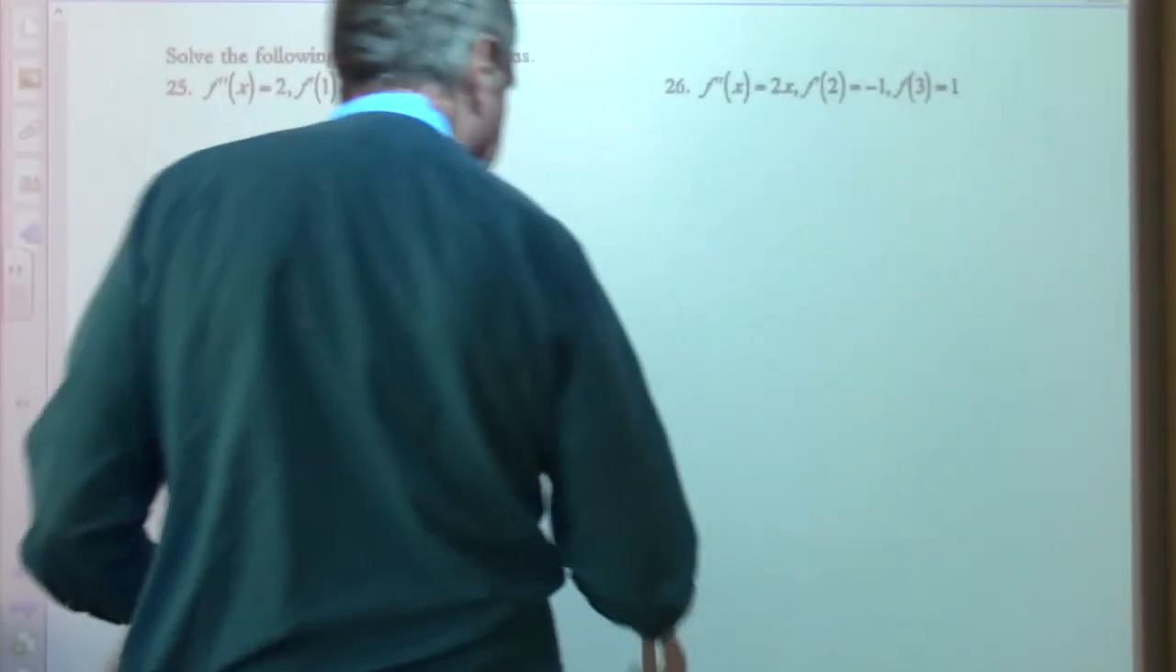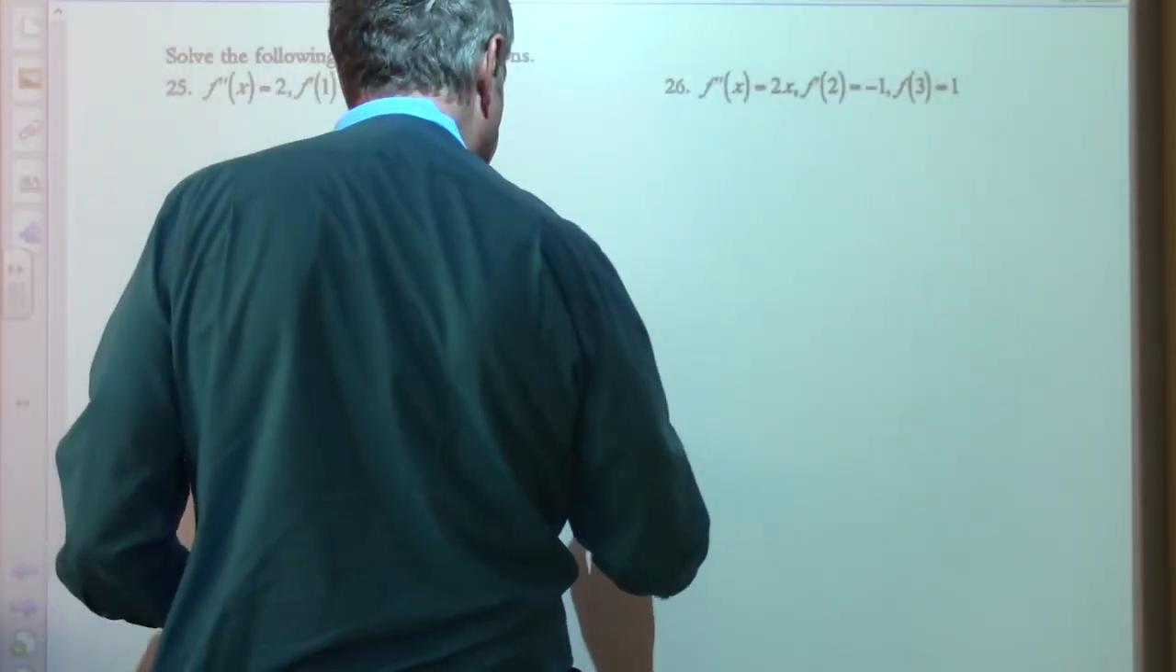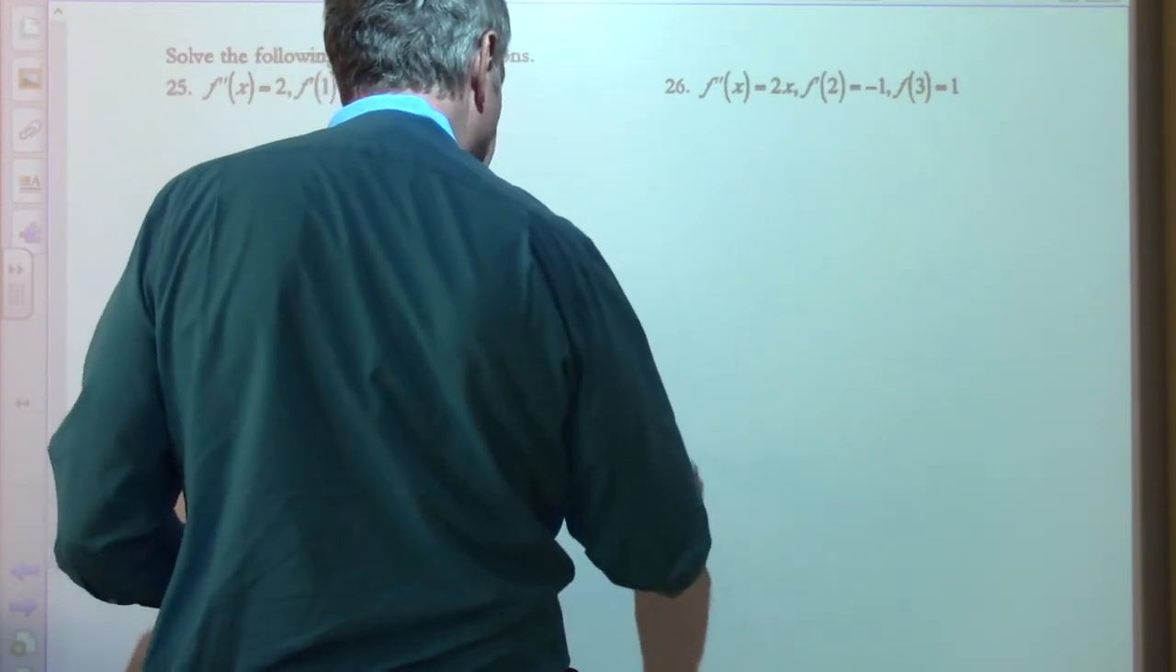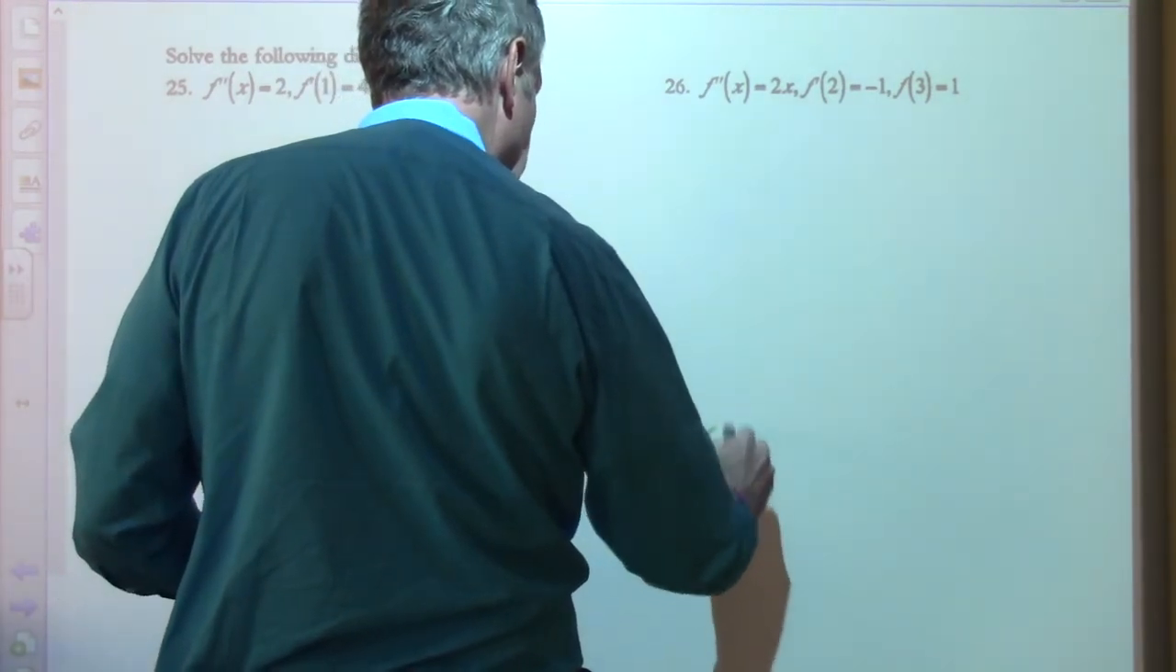How are you doing on this one? We finished it. You finished it? I'm going to tell you what I got as an answer. I don't know if it's right. Tell me if it's right. I'm going to write it down here. I got my particular solution here. I got f of x equals x cubed over 3.